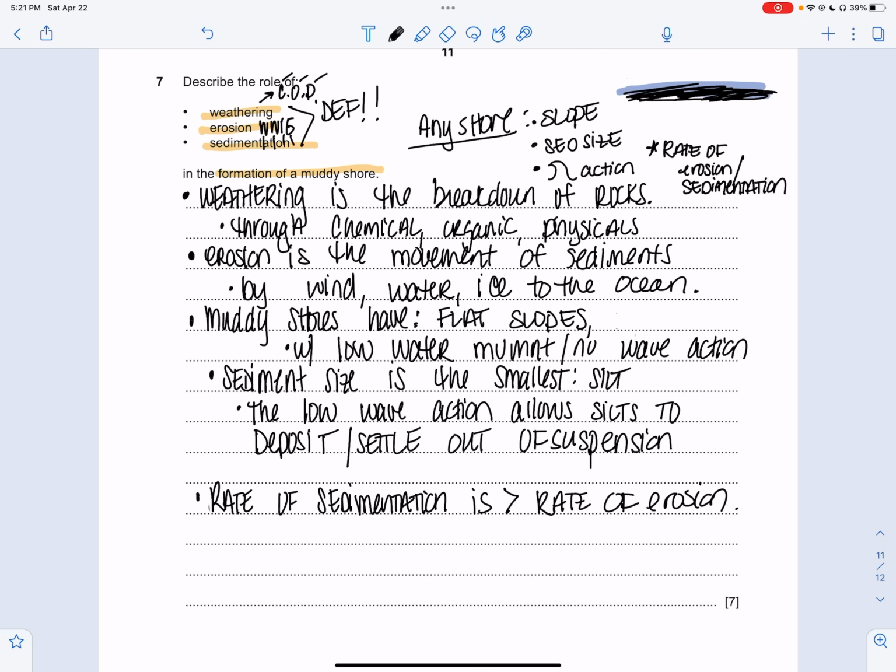A rocky shore is the complete opposite of this. A rocky shore can have a very steep slope. A rocky shore has boulders and a variety of different size sediments. They do have small sediments. You don't see them because the water is so rough, the wave action is so high, and there's constant water moving. We have a lot of tidal influence and water currents, and there's so much water moving constantly that those small sediments don't get to settle out of solution, and they stay suspended.